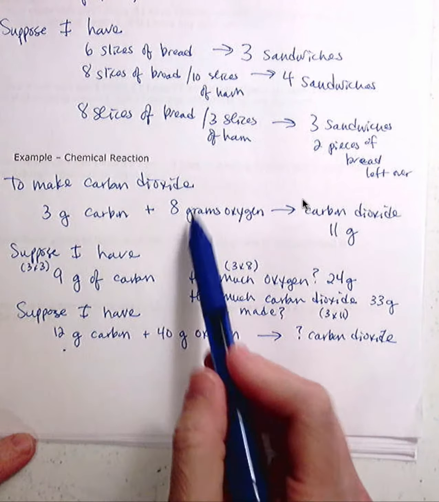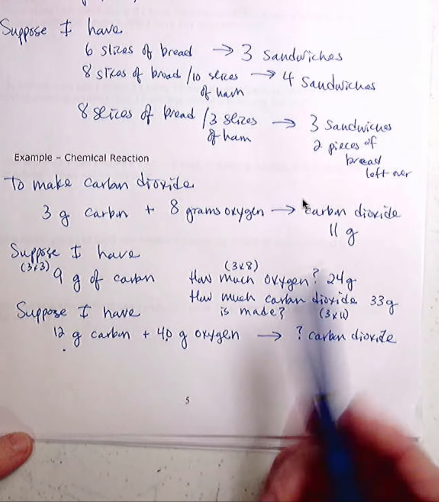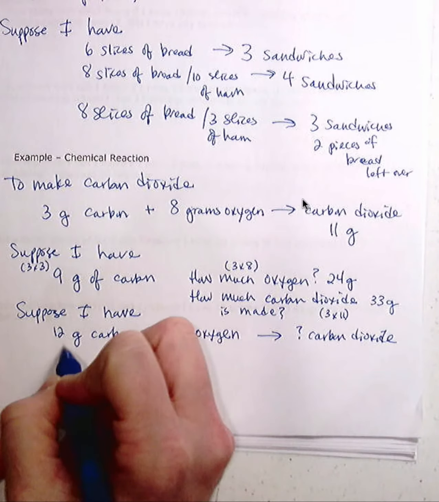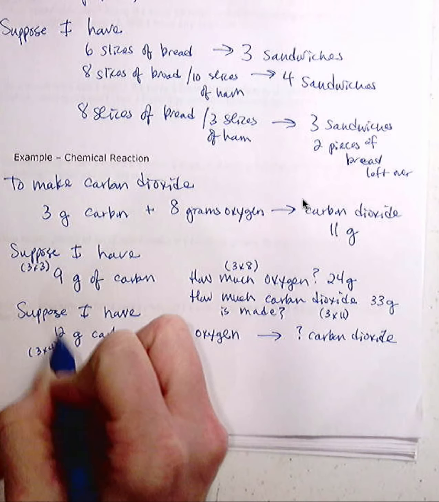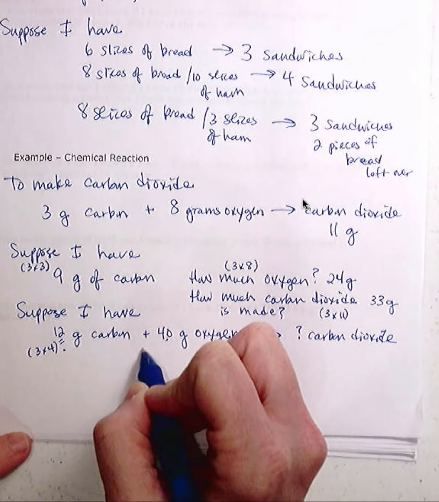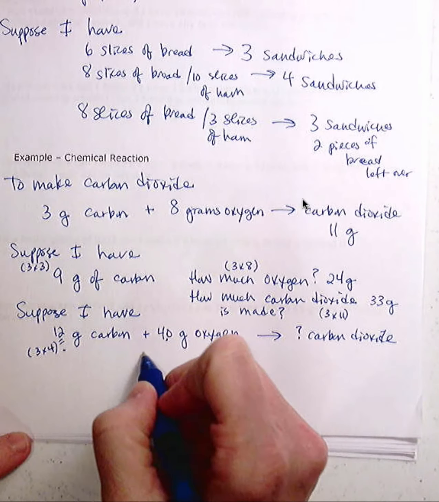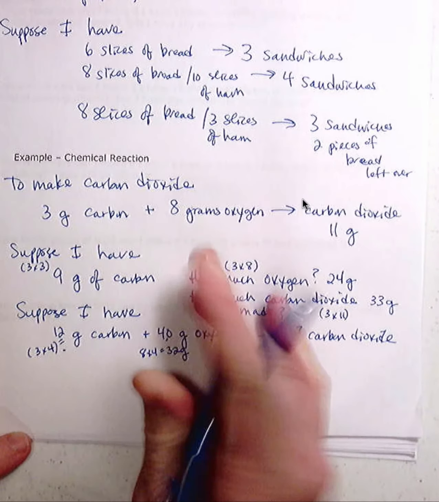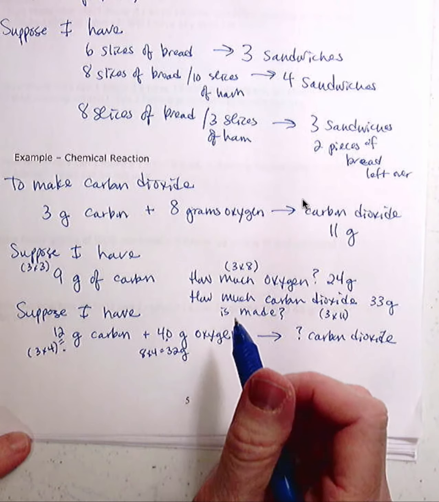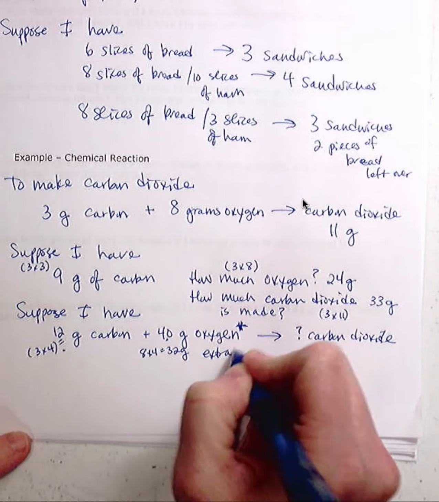So that means, so I have 3 times 4, which gives you 12. If I do 8 times 4, that gives me 32. So all I need is 32 grams of oxygen. So I have extra oxygen.